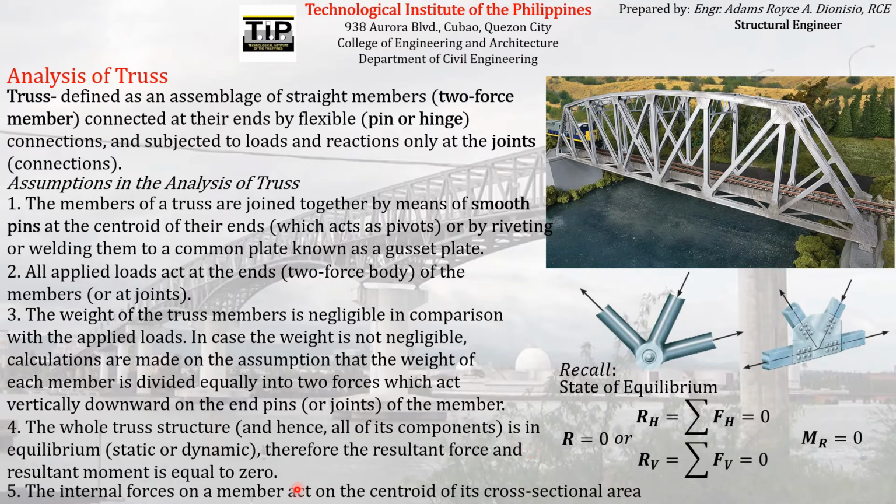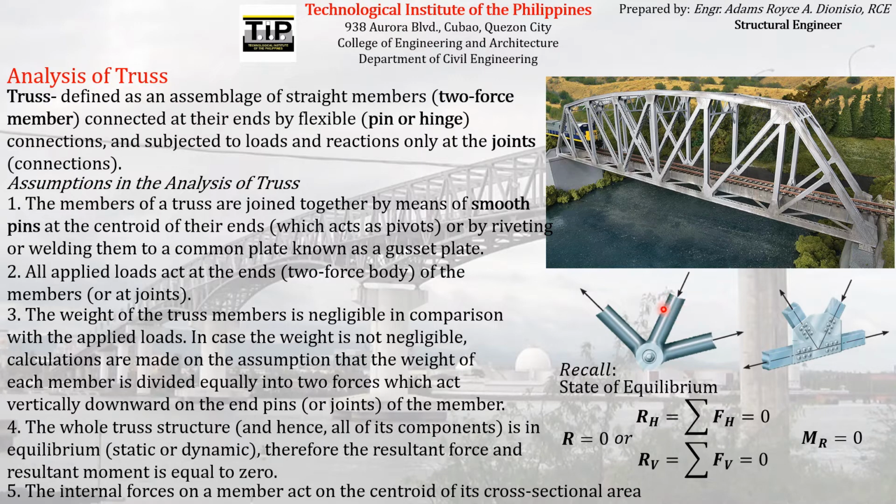Last but not the least, assumption is that yung internal forces na nag-a-act sa mga member ng truss, they all act on the centroid of the cross-sectional area of the member. Ibig sabihin, kunyari itong internal force na to, acting on this member. According to assumption number 5, that internal force acts on the centroid of the cross-sectional area of this member.